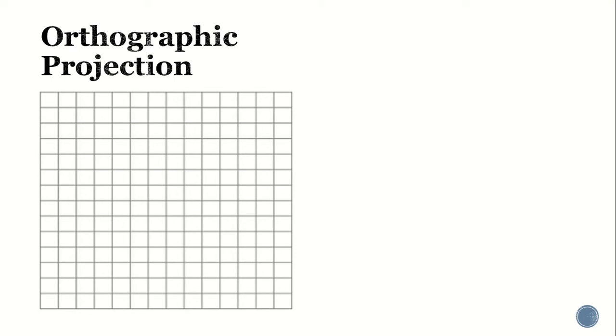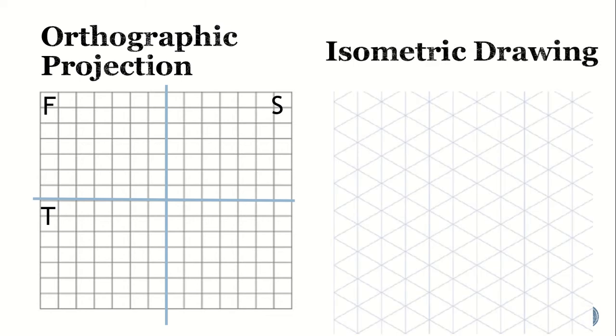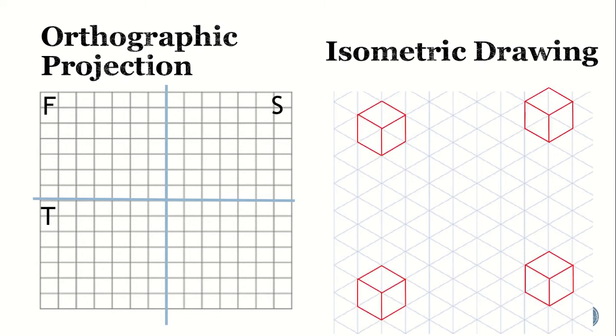Remember in orthographic projection when we created the three different views of an object, front, side, and top? Today we're going to talk about a different type of drawing called isometric drawing. As you can see here, the graph paper is different. Orthographic projection is made up of squares. However, isometric projection or isometric drawing is made up of cubes. And these cubes are placed at angles of 30 degrees on each side.